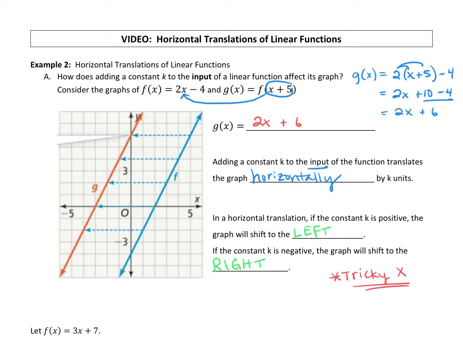So you've got your tricky x. You always shift in the opposite direction of what it looks like it should do. So just remember, if we're adding a constant to the input where your x is, that's a horizontal shift.